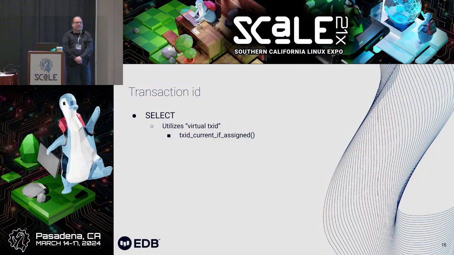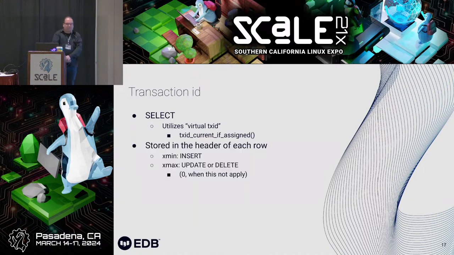Let's start with selects, which is a basic thing. It utilizes a special transaction ID called virtual transaction ID, or virtual TXID. And you can get the transaction ID with a function within Postgres in this specific transaction. And it's stored in the header of each row.